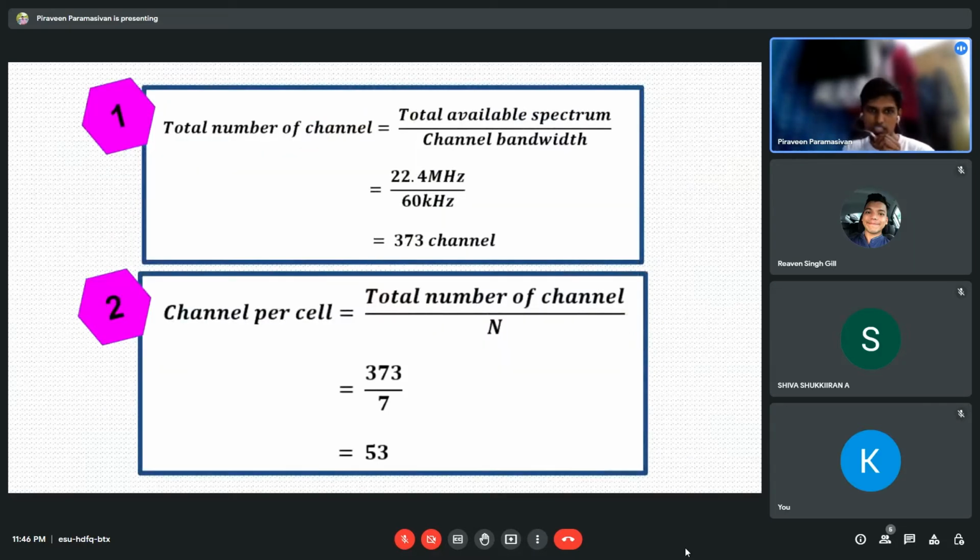So now let's look at the calculation part. In order to calculate the total number of channels, the formula will be total number of channels equals total available spectrum over channel bandwidth. As we know, the total available spectrum will be 22.4 megahertz, while the channel bandwidth will be 60 kilohertz. So when we divide this, we get 373 channels. So the channels per cell will be total number of channels over N, where N is the cluster size. We assume the cluster size is 7. So 373 divided by 7 will be 53 channels per cell.